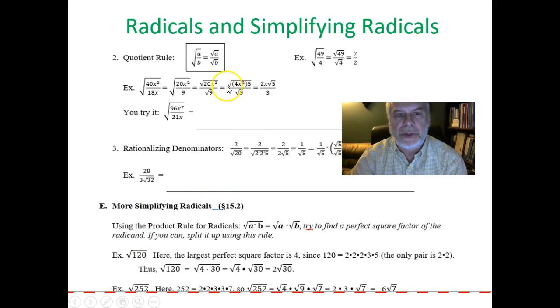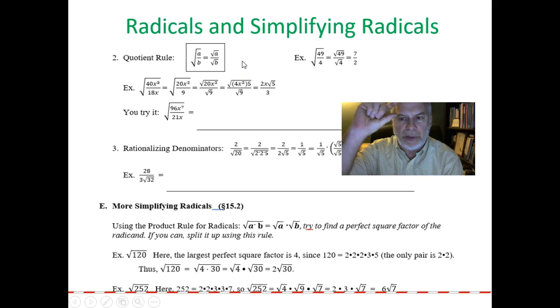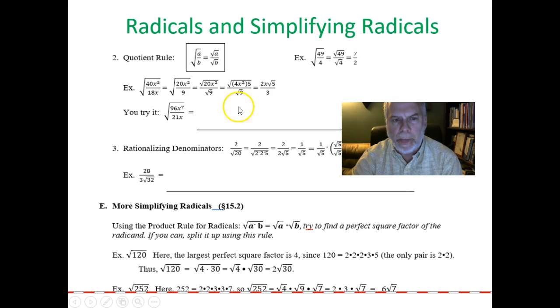Now, the quotient rule says that if you have the square root of a quotient, you can break that up into separate square roots: the square root of the numerator over the square root of the denominator. So putting this to use, you have the square root of 49 over 4. You can break that up into separate square roots, square root of 49 over square root of 4, and that gives you 7 over 2.